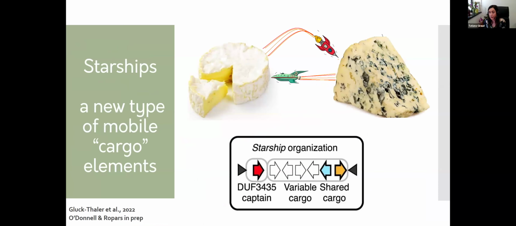And very recently, it was discovered by another team that these horizontal gene transfers were actually mediated by huge mobile elements that are called Starships, and that have a captain domain at the beginning and a cargo domain at the end, and they can move within the genome or between genomes or between species, and they include a lot of genes and they can move genes between species.